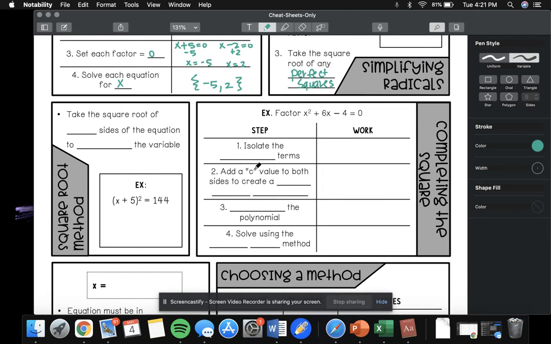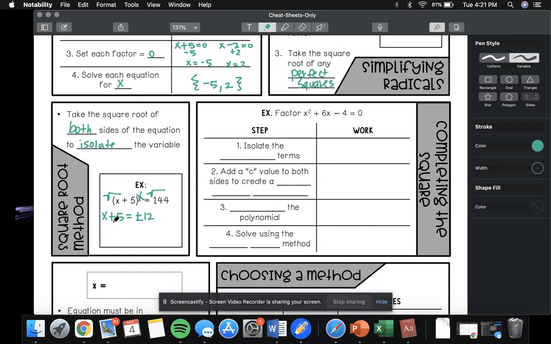Okay, then we did the square root method. So we had a square root method when we had a square and we could just undo that square. So we take the square root of both sides of the equation to isolate our variable. Okay, so since we have a square and nothing else, we can just square root it. Okay, and that gets rid of the square, and we're left with x plus 5. The square root of 144 is 12. We have a positive answer and a negative answer.